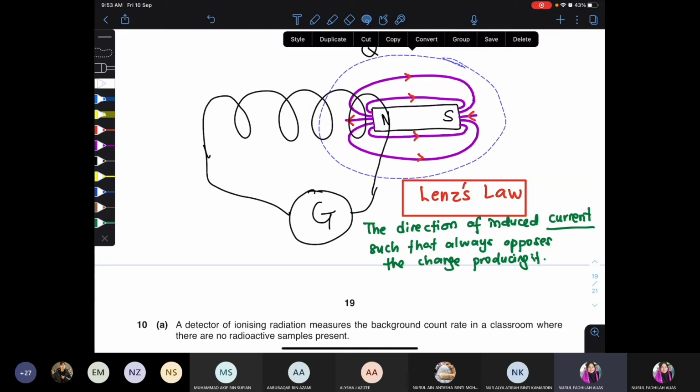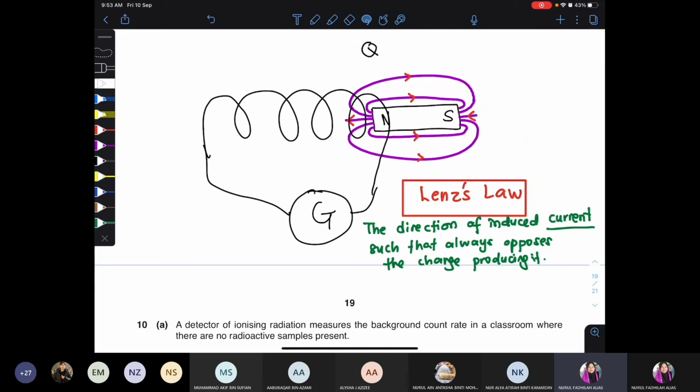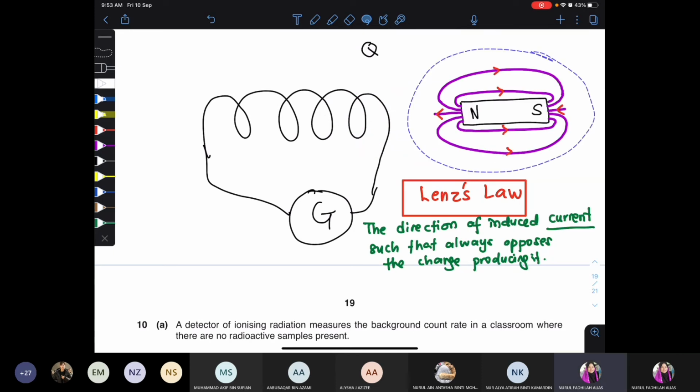Seolah-olah the change yang you buat ni, what do you say? Dia attract. Betul tak? Seolah-olah north tu ataupun the bar magnet attracted to the coil. Now, do you get it? Do you understand what I'm trying to say? Faham? Okay, so that's the first thing. Seolah-olah dia bergerak, ada attraction dekat situ.